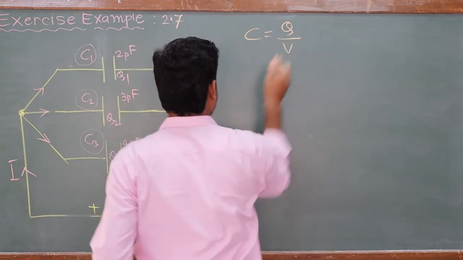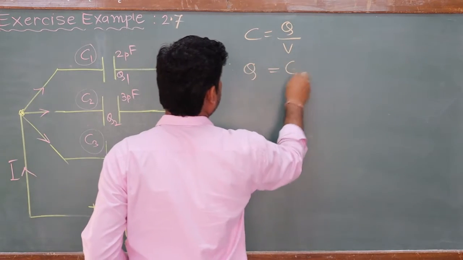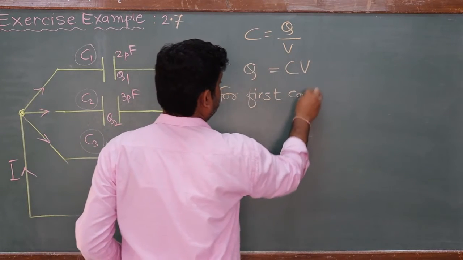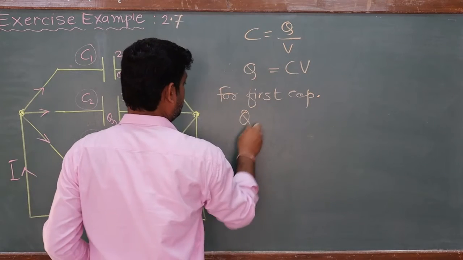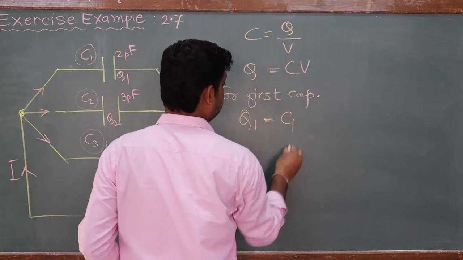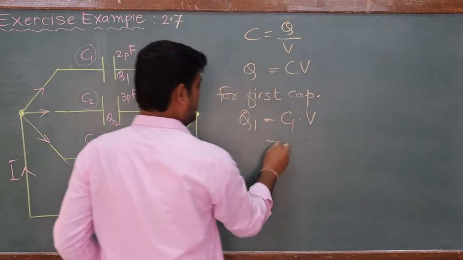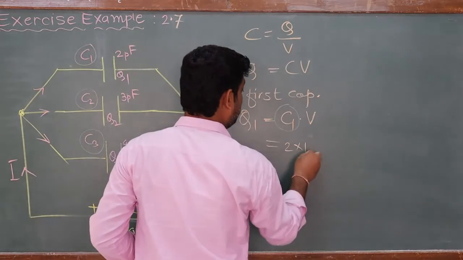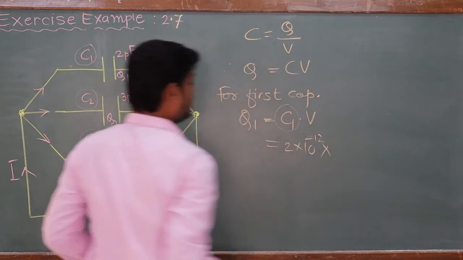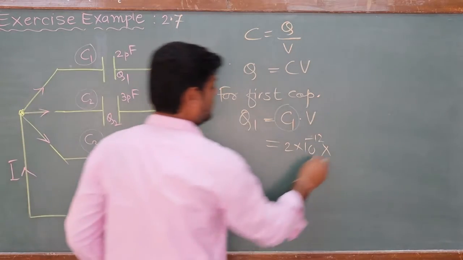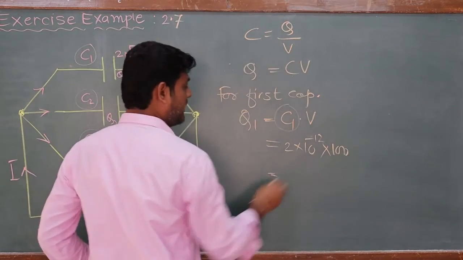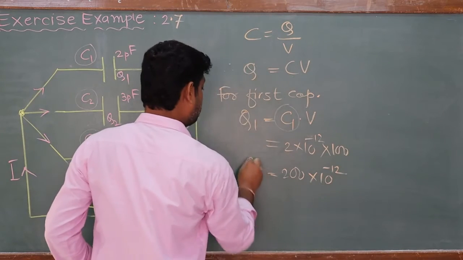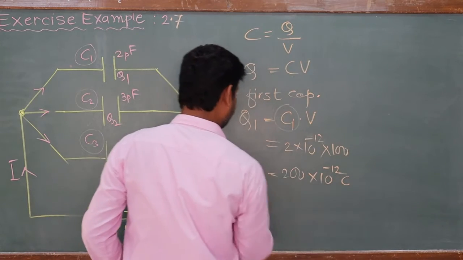We want to calculate charge, therefore the formula is Q equal to C into V. We will write for the first capacitor, Q1 equal to C1 into V. What is the value of C1? That is 2 picofarad, so 2 into 10 to the power minus 12, and V equal to 100 volt. So you can calculate 100 into 2, that is 200 into 10 to the power minus 12, that is Q1, coulomb.